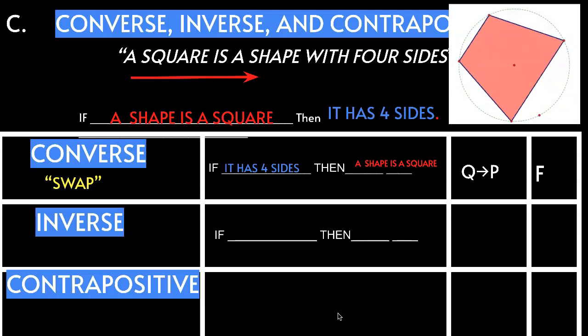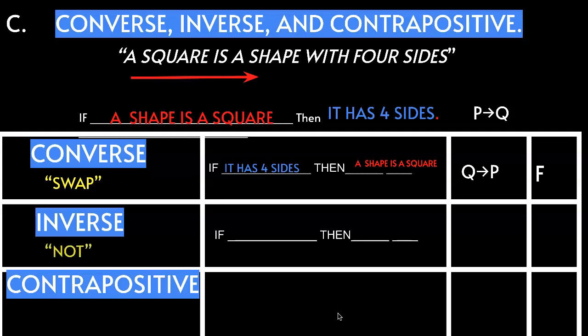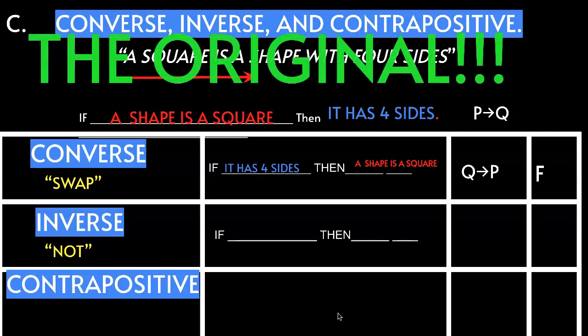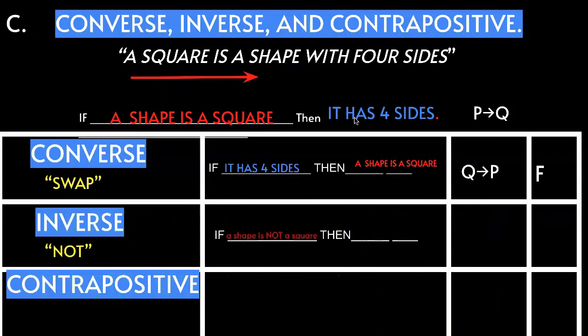Okay, so next one up is the inverse. What an inverse does is it negates something. I like to call it the notter. I like to call them the swapper and the notter. What you do is you keep the original statement. That's really important. You don't go to your converse. You go back to your original statement up here, if a shape is a square, and all you do is insert the word not. If a shape is not a square, then it doesn't have 4 sides. We do that to the original.